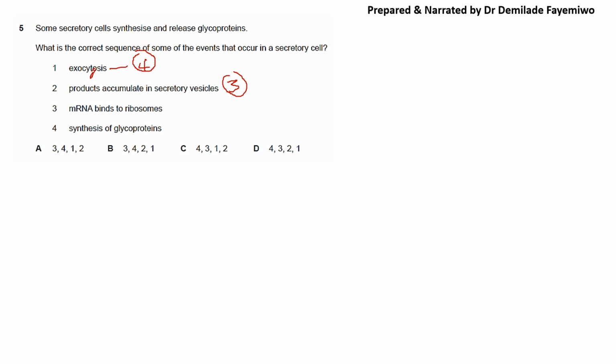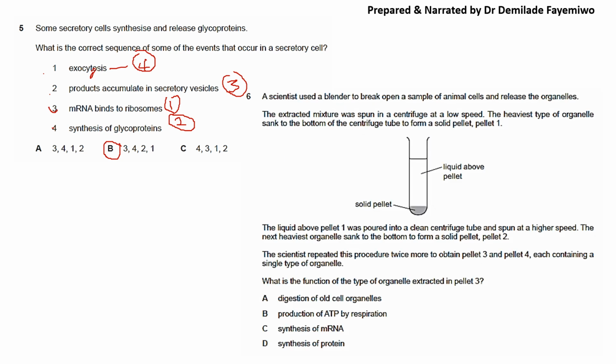If you remember the protein synthesis sequence, the mRNA would have to bind to the ribosomes first before you can make the glycoproteins. And of course, if you are unsure of this, I would encourage you to watch my protein synthesis videos so that you understand it. So in this case, the answer would be 3, 4, 2, and 1. So let's see, 3, 4, 2, and 1, and that is B over there. So very easy and straightforward.